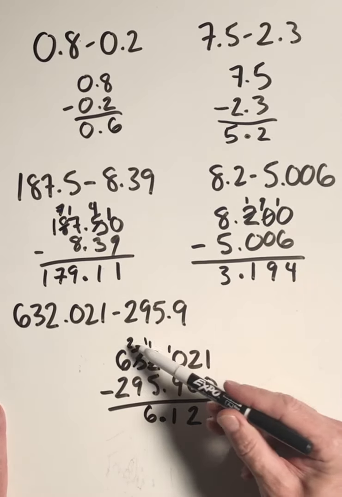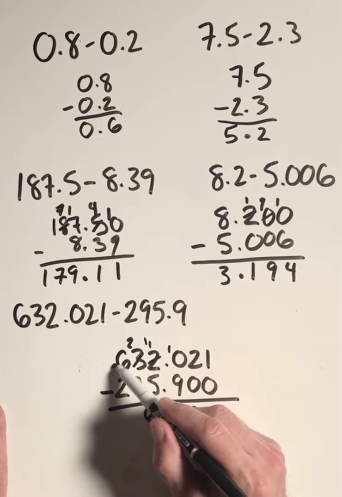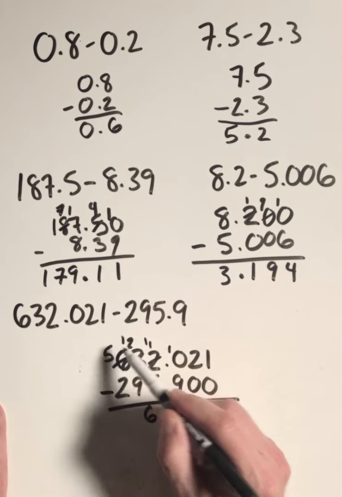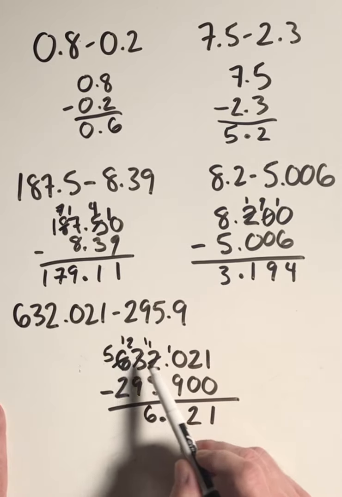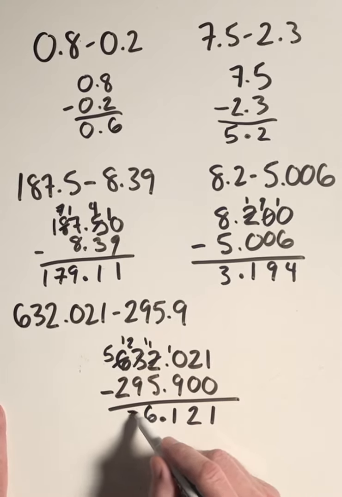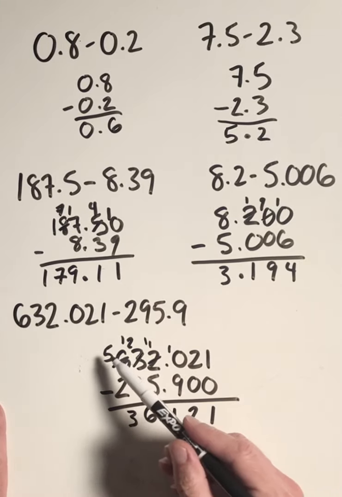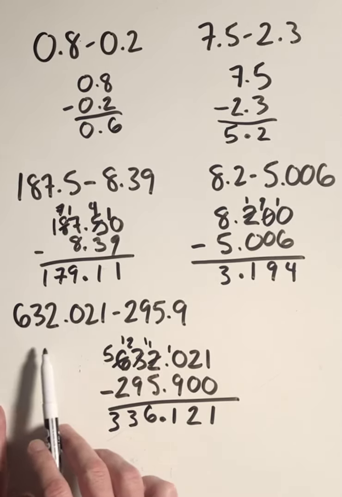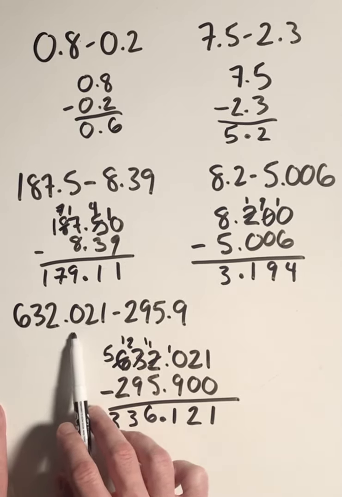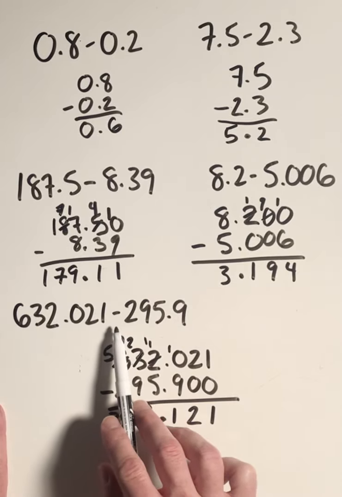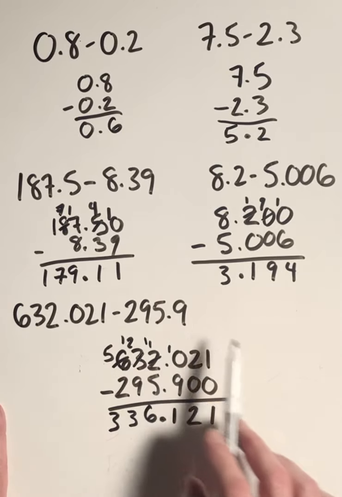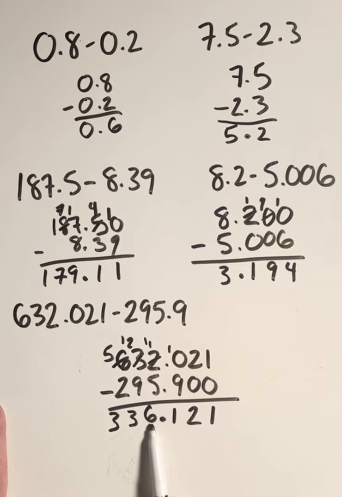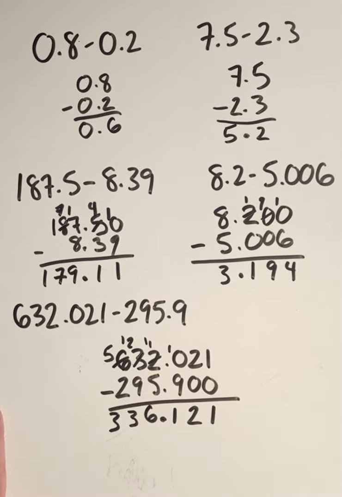I can't take 9 away from 2, so I have to borrow from here. This 6 becomes a 5, and this 2 becomes a 12. 12 minus 9 is 3. 5 minus 2 is also 3. So 632 and 21 thousandths minus 295 and 9 tenths equals 336 and 121 thousandths.